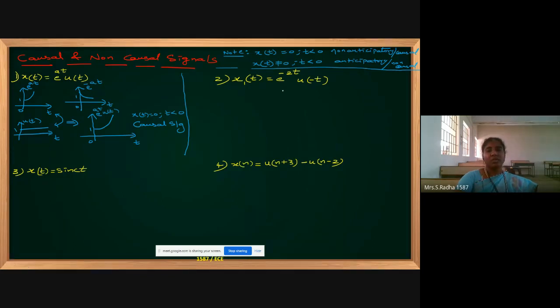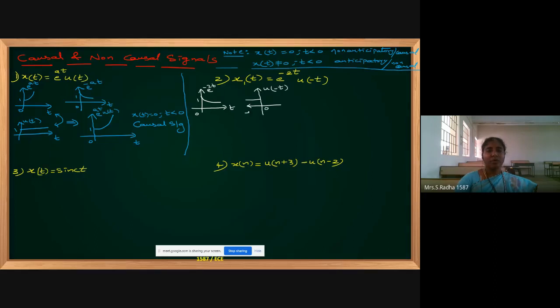So x1 of t equal to e power minus 2t u of t. Minus means it is a decreasing exponential, e power minus 2t. This is t, height will be 1, this is the origin. You are multiplying this with u of minus t. This is u of minus t.